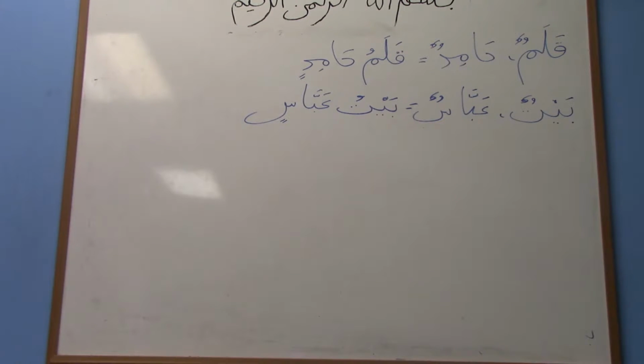We have Ghurfatun Aliyun. Everyone, Ghurfatun Aliyun. What is the meaning of ghurfa? A room. Good. So how will we conjugate this? Ghurfatu Aliyin. Perfect. Ghurfatu Aliyin. Good. Then we have Daftarun Saeedun.